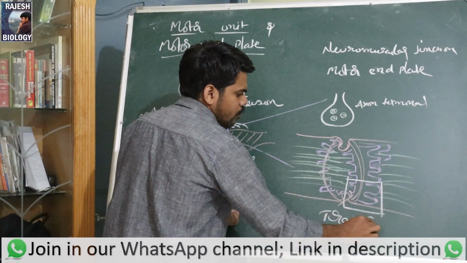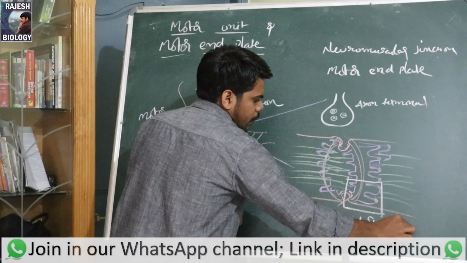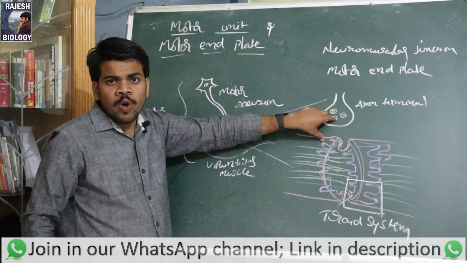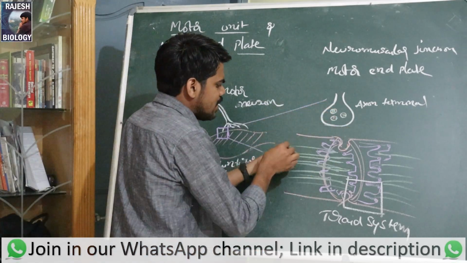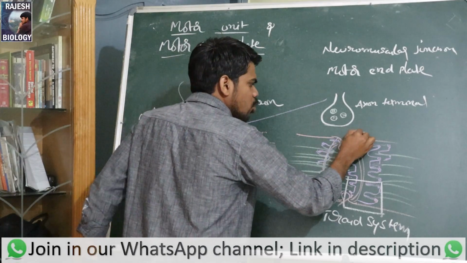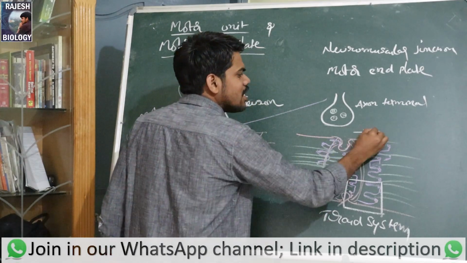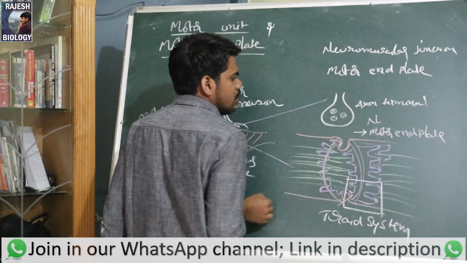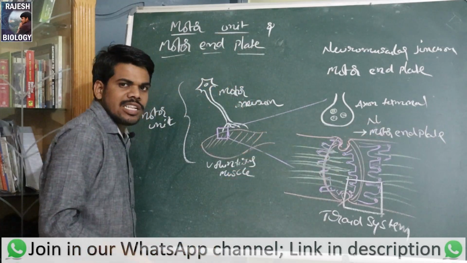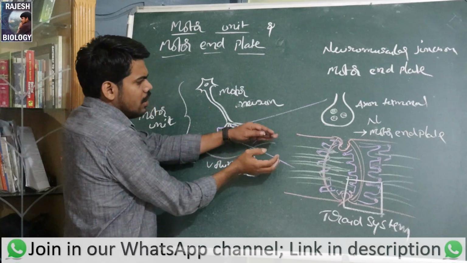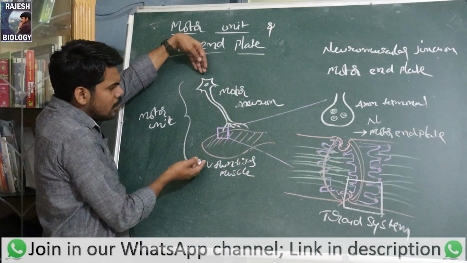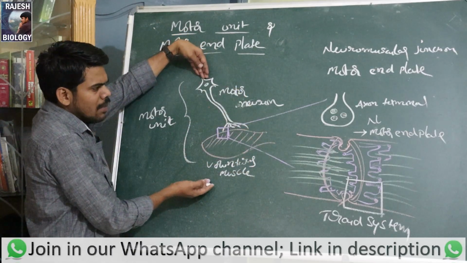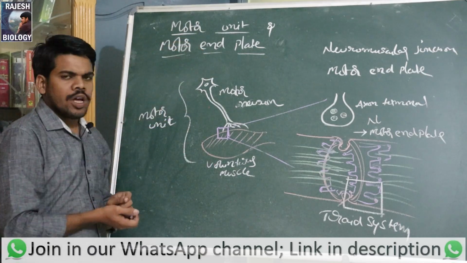And this is the neuromuscular junction. This gap is called the synaptic cleft or neuromuscular junction. This gap is called the motor end plate. Okay, it is the axon terminal. And if we come to here, this is the motor neuron and muscle. This is called the motor unit.